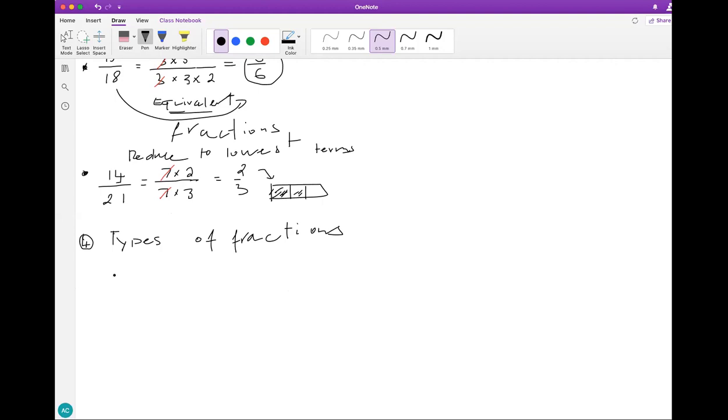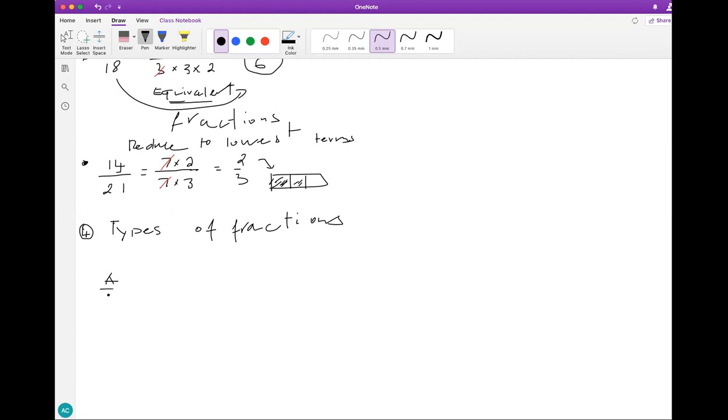You have two types of fractions. If you have a fraction in general, for example, a over b, depending on which number is higher, the fraction could be different. If a is smaller than b, if a is less than b, what kind of fraction is it? When the number at the top is smaller than the bottom, it's called a proper fraction.